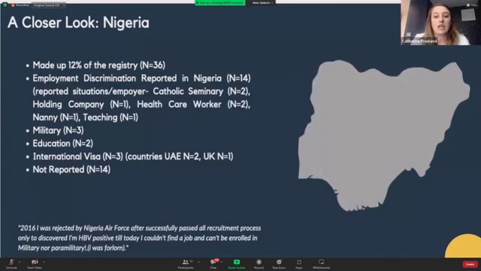and reported significant employment discrimination in the country. You can see the positions, seminary, a holding company, and teaching, for example, all really low risk positions that should not be discriminated against based on a hepatitis B infection.